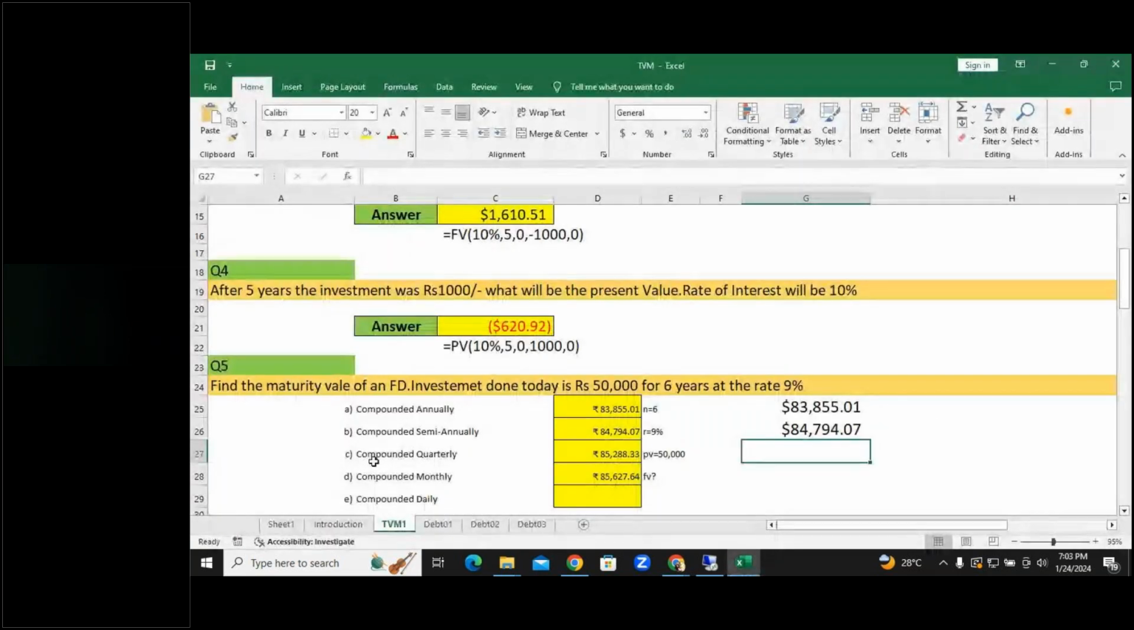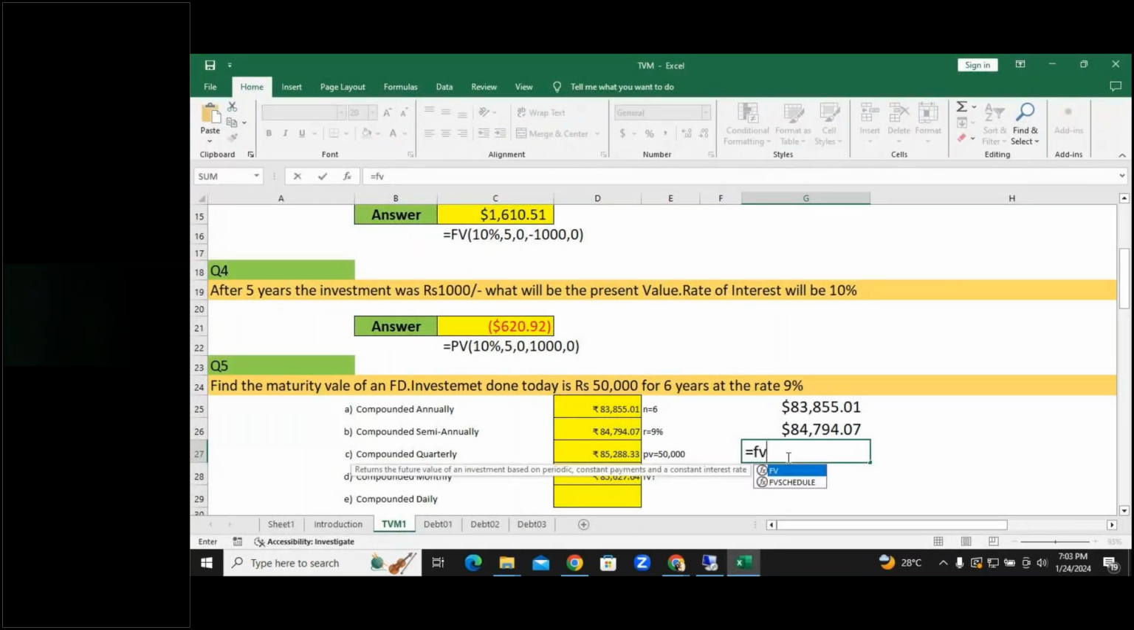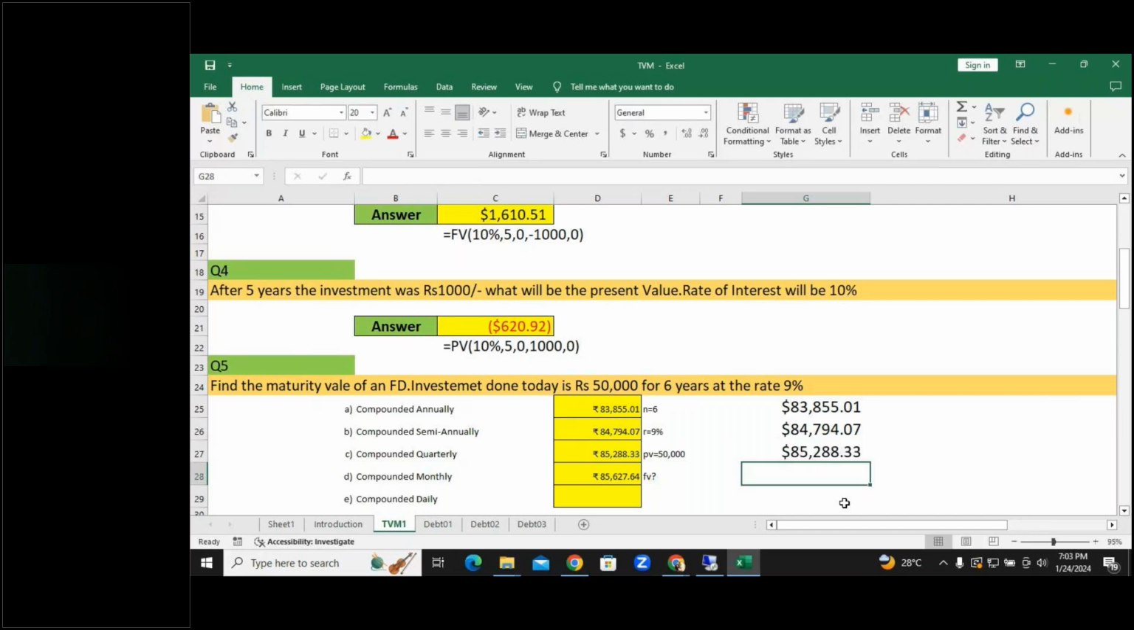Then if the amount is compounded quarterly, equals FV, open the bracket, rate is 9% divided by 4. Okay, so quarterly means 4, I have to divide it by 4. 6 multiplied by 4, comma PMT is 0, comma minus 50,000, comma I wanted to check it for end of the period. So if the FD is compounded quarterly, then I will be receiving the amount 85,000.